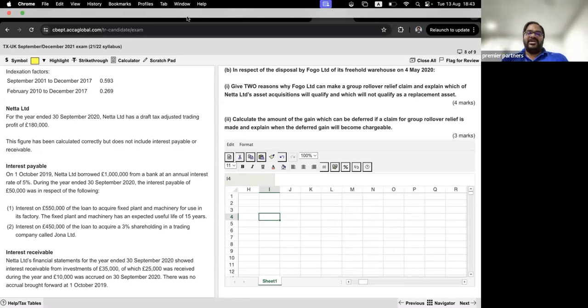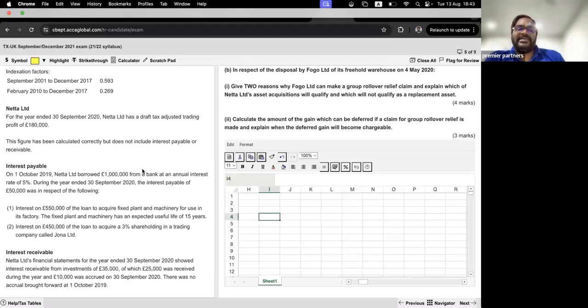Plant and equipment qualified. Okay, all right. So, guys, you are getting 4 marks, right? To get 4 marks, we have to write something properly.